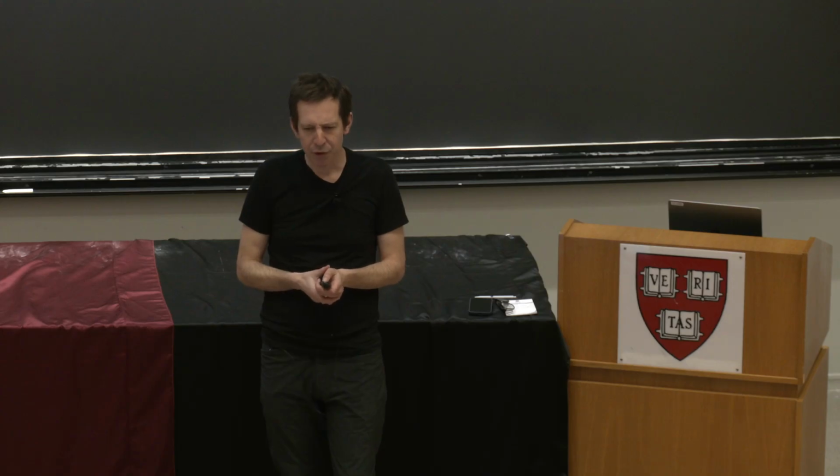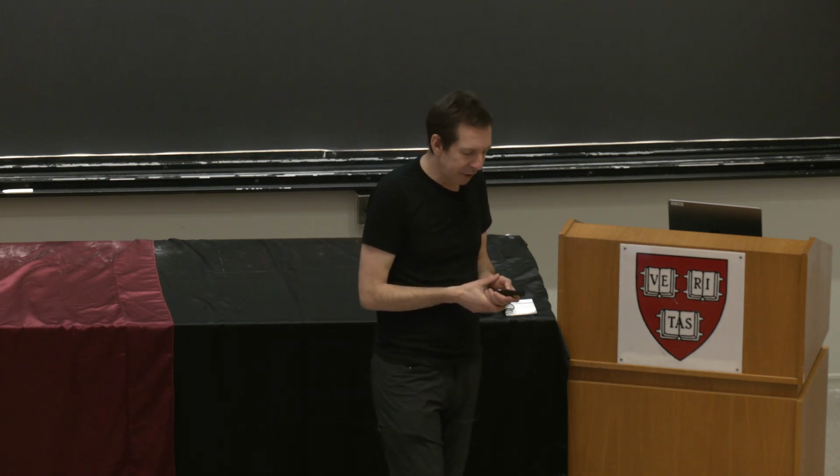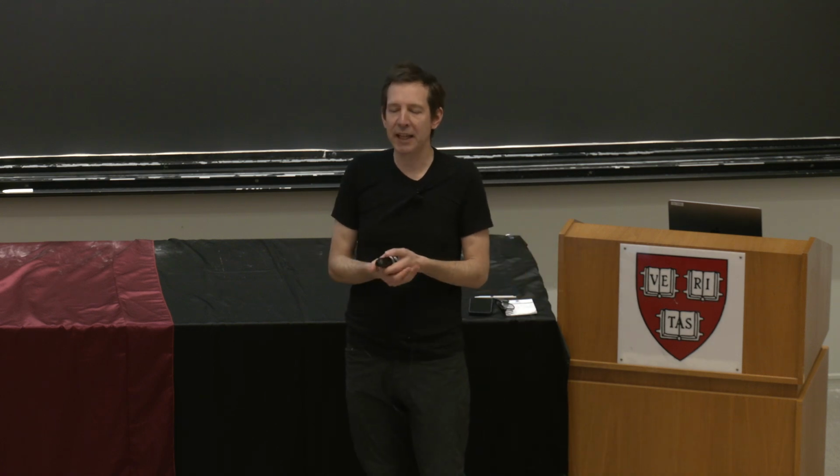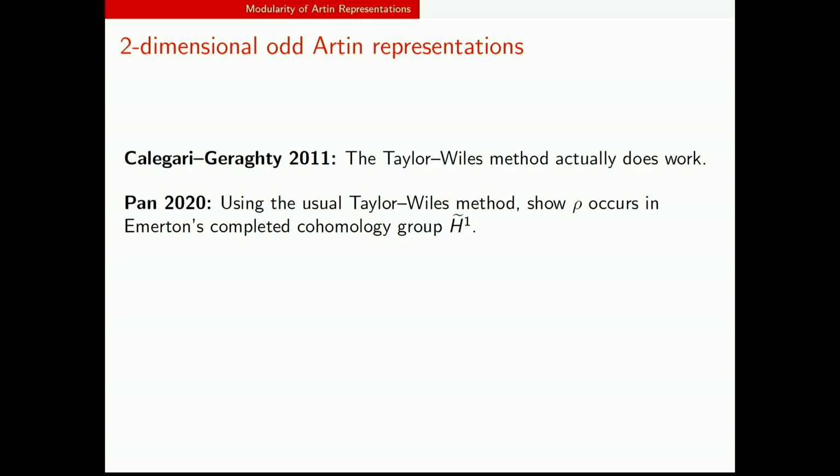Okay. So again, it's using this argument to say that by some version of the Taylor-Wiles method, you show that this Galois representation is modular in some sense of coming from some p-adic object, some p-adic modular form, some type of thing. And explicitly, inside Emerton's completed cohomology group.